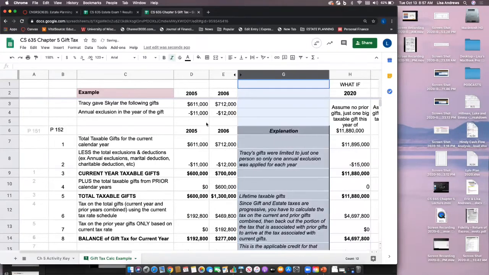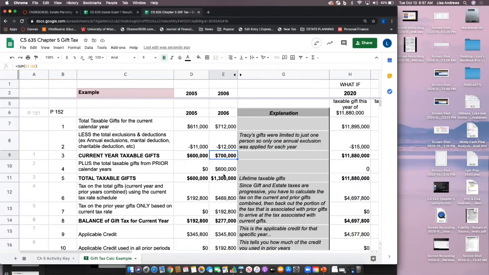So in 2006, he gives her another gift. He gives her $712,000. This year, the annual exclusion went up to $12,000. So technically his taxable gift was $700. Now, it wasn't his first taxable gift. His prior years' taxable gifts, all of them, get pulled forward. And so now his lifetime taxable gifts have risen to $1.3 million.